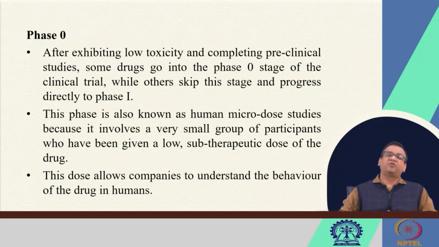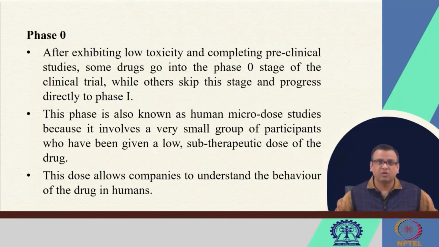So, coming to the phases, it starts with phase 0. After exhibiting low toxicity and completing the preclinical study, some drugs go into the phase 0 stage of the clinical trial, while others skip this stage and progress directly to phase 1. So, it is not necessary to go with phase 0. It all depends on how the preclinical studies were conducted on that particular drug or device.